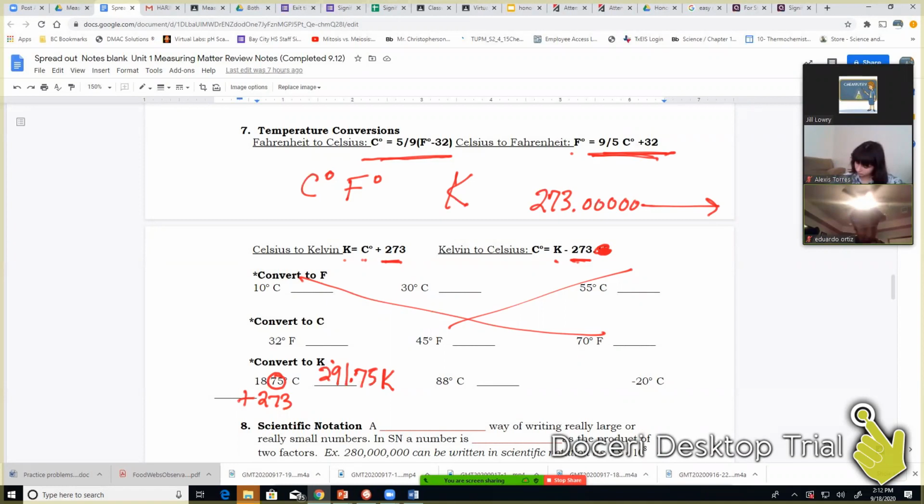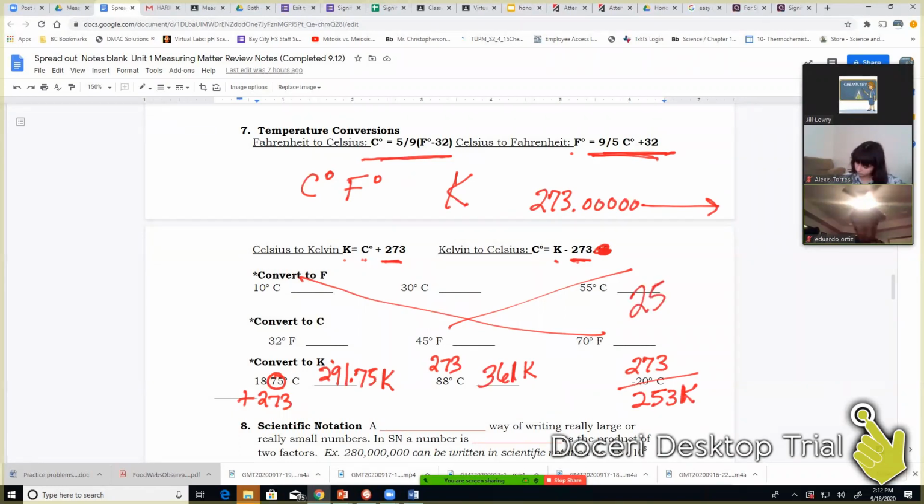Same thing here, 88 degrees Celsius. I want to convert to Kelvin, so I'm going to add 273. 361 K. And my last one, negative 20 degrees Celsius, converted to Kelvin by adding 273, and I would get 253 K. So probably the easiest conversion we'll do the whole year.